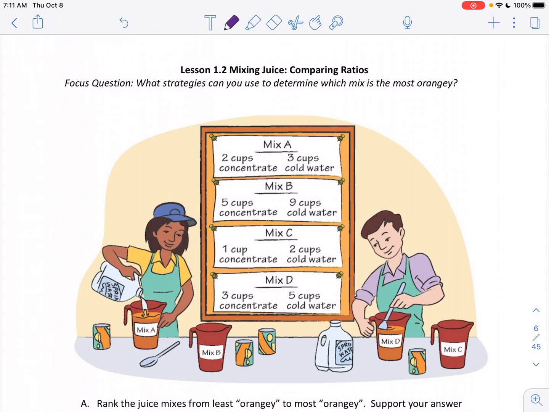So we are moving on in comparing and scaling, and we are now in lesson 1.2, mixing juice, comparing ratios. This is going to be a 2-day lesson, so if you're listening to this on Tuesday, don't finish the lesson. Keep going to Wednesday and do part of it on Wednesday as well, please. So our focus question is, what strategies can you use to determine which mix is the most orangey?